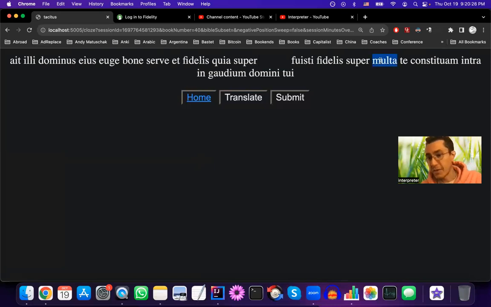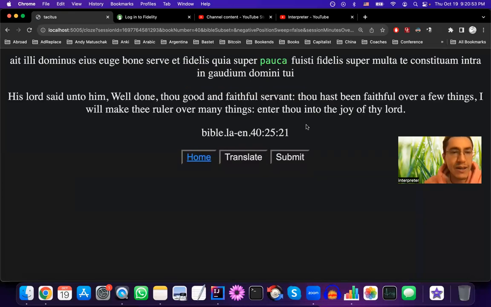So I see the word multa, guessing maybe pauca, the opposite. Super pauca fuisti fidelis, super multa te constituam. Okay, over very few things, or few things you were faithful, so that over many I will appoint you, and so on. The King James will say it more eloquently.